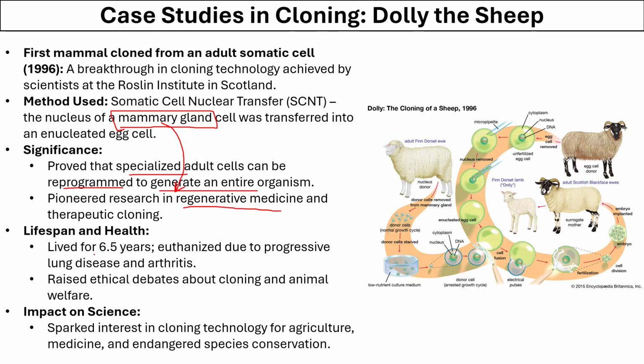Dolly the sheep lived for 6.5 years, after which she was euthanized because of progressive lung disease and arthritis. It did raise ethical debate regarding whether cloning of animals or human beings should be allowed or not. Because if we allow the use of this technology, then we are defying nature and we are manipulating the whole genetic makeup of a population to make them better or superior to the others.